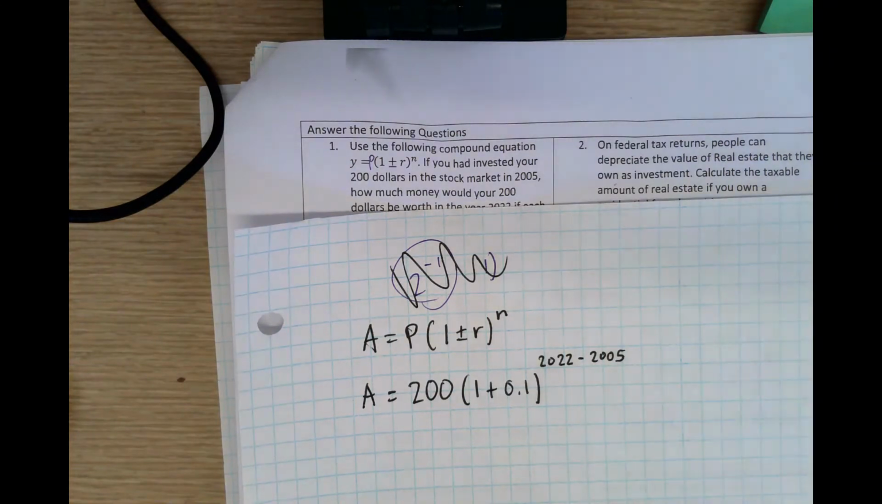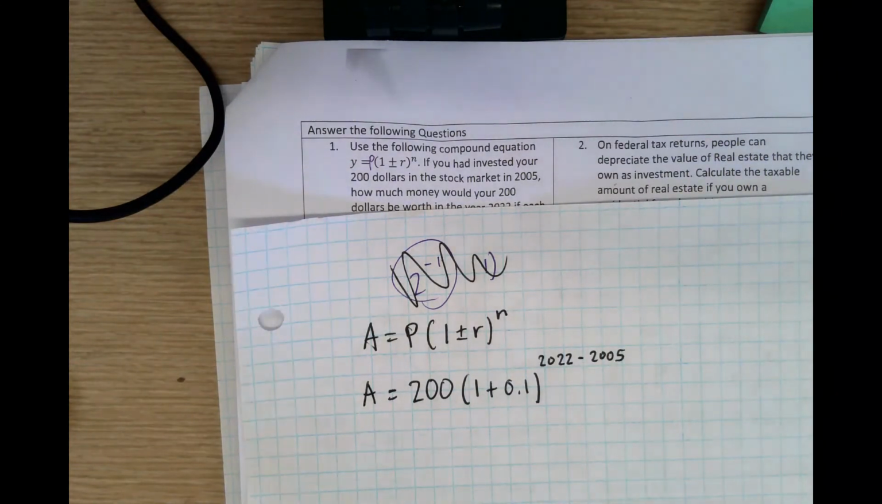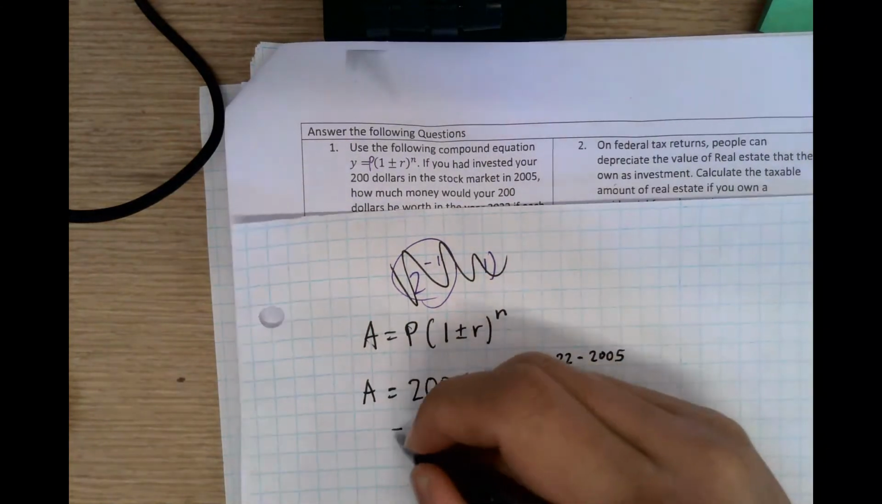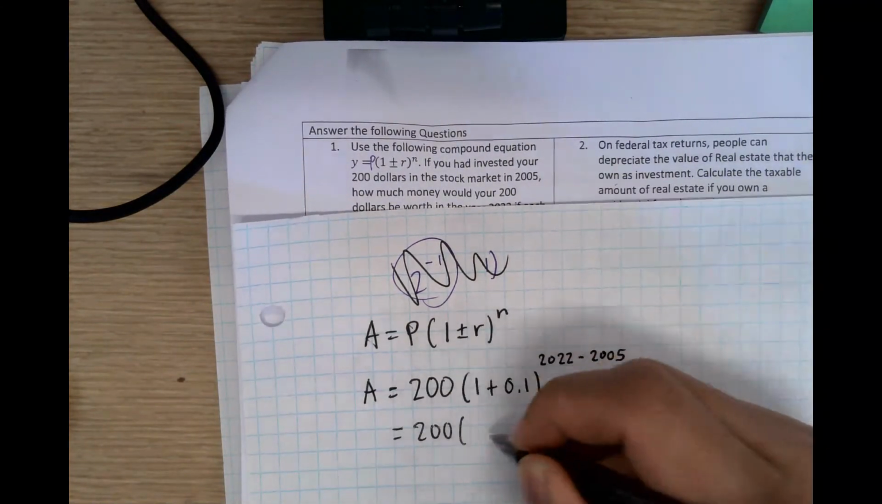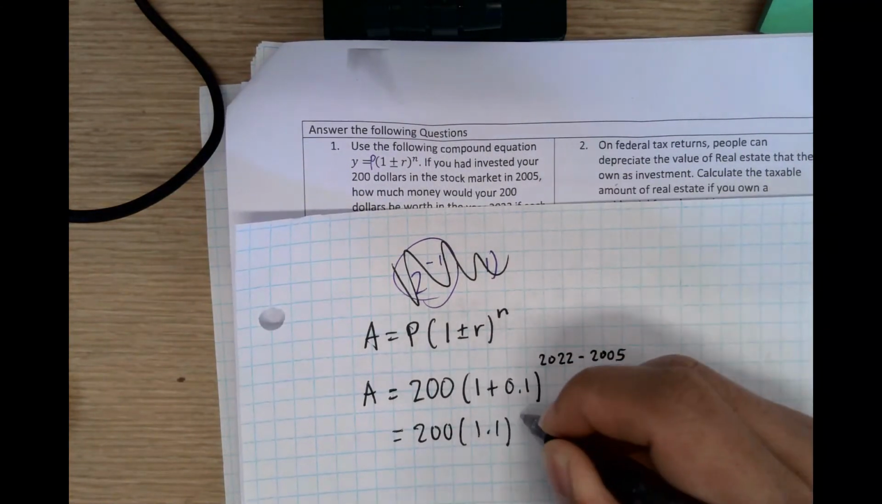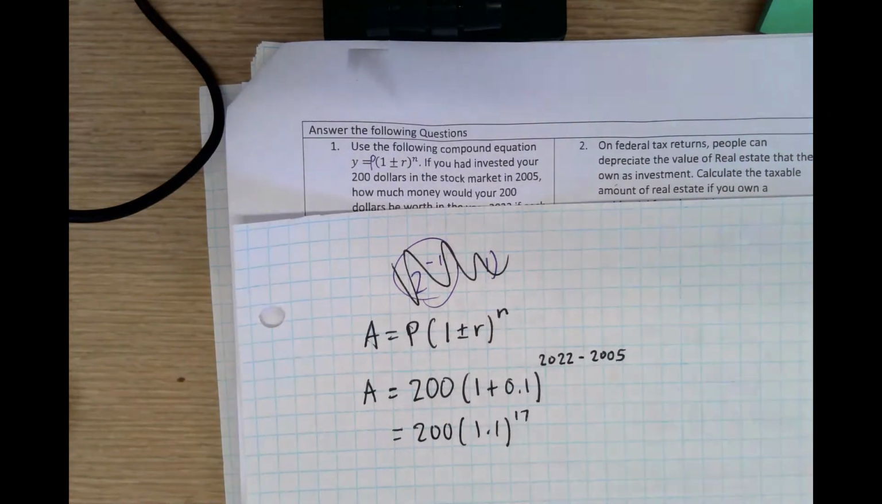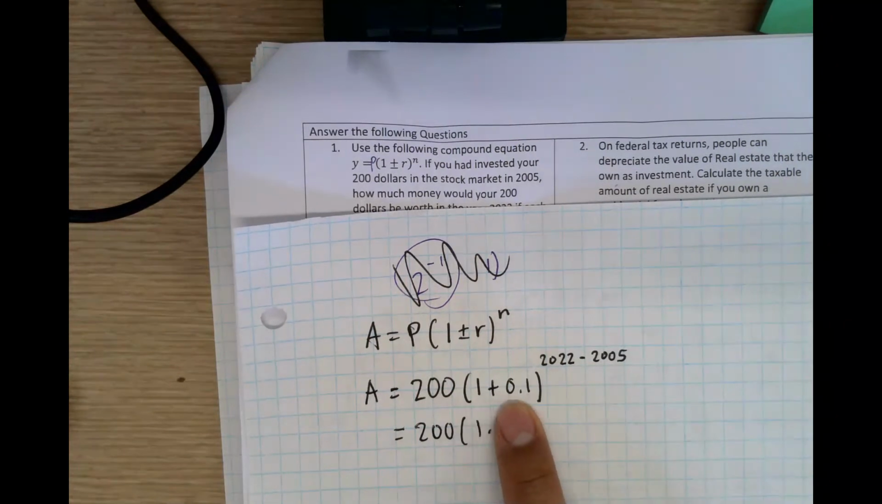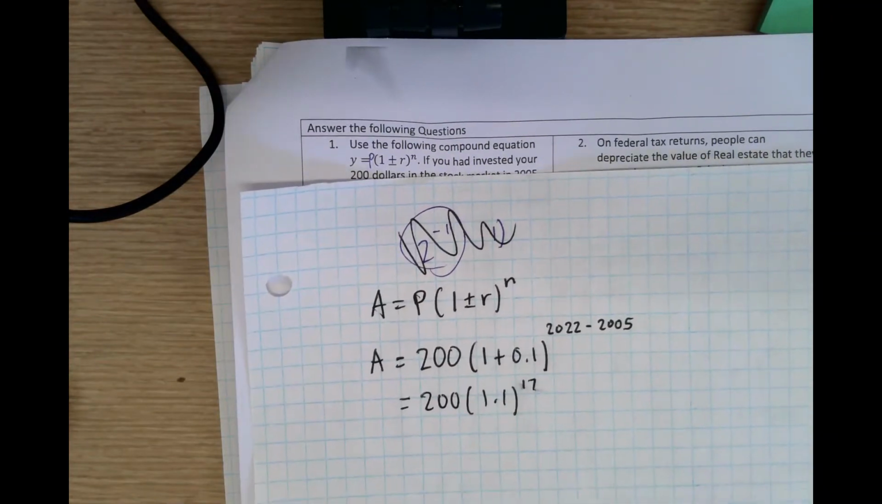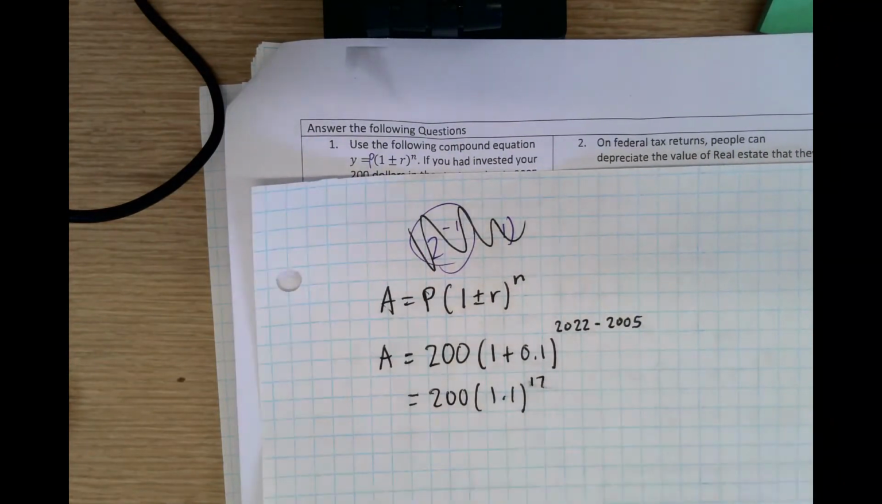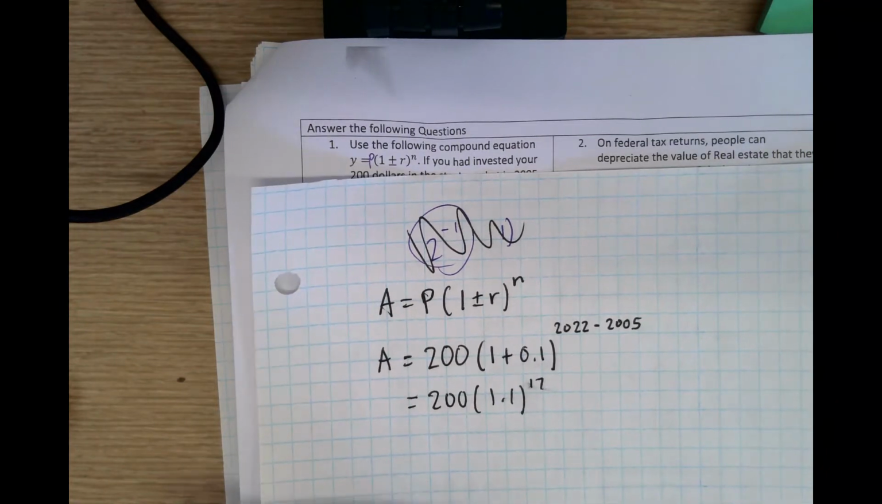This looks like a very difficult problem, but I could rationalize this to put in my calculator, or you could just write it as is and then put it all in your calculator if you don't want to mess up. So what I did is I just added 1 plus 0.1 in the parentheses, and then I just subtracted the years. But you can see that I will still get the same answer.